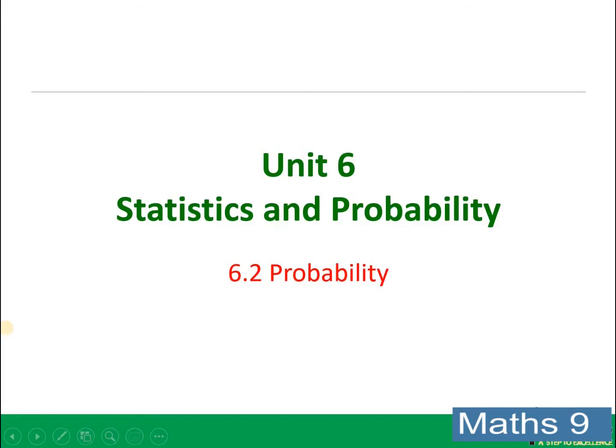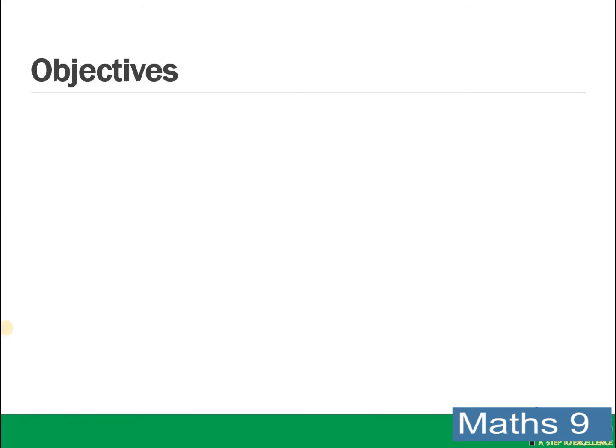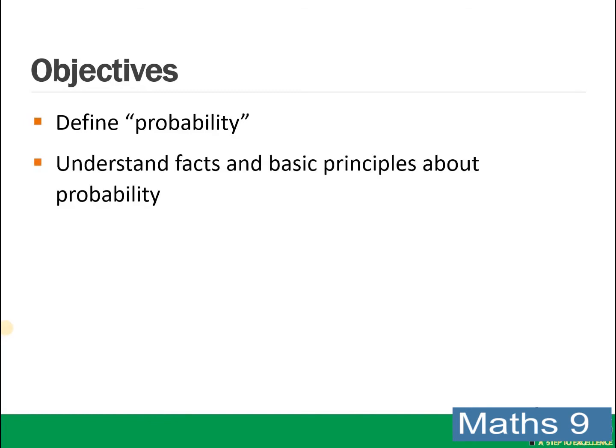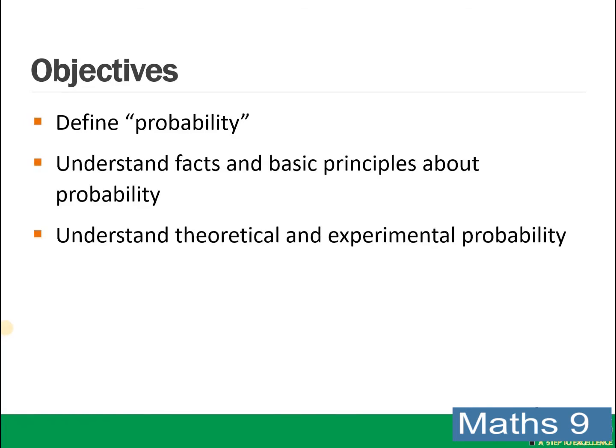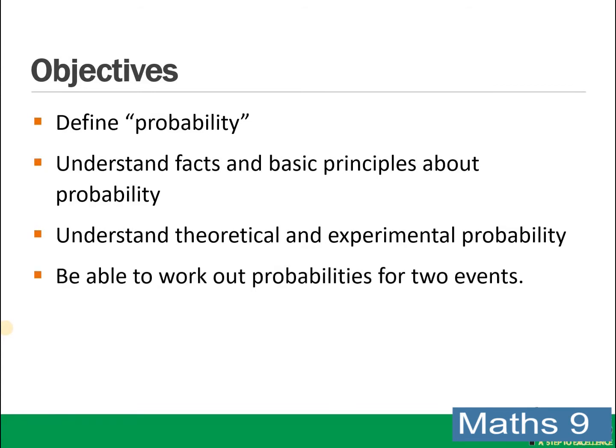Welcome to Grade 9, Unit 6 Cyber class on Statistics and Probability. This is Module 6.2 on Probability. The objectives for this module are to define probability, to understand facts and basic principles about probability, to understand theoretical and experimental probability, and to be able to work out probabilities for two events.